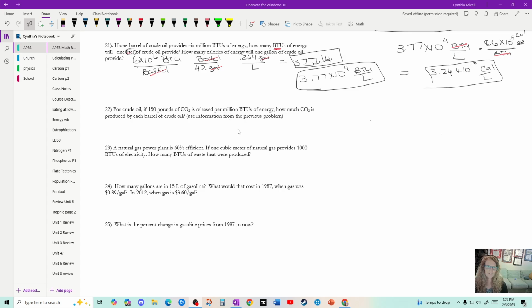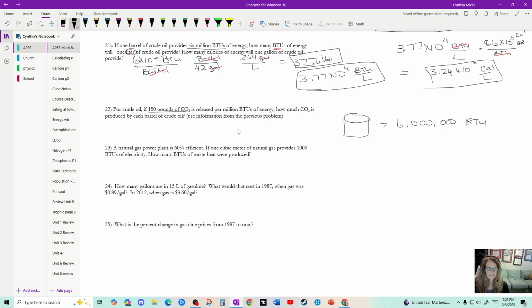Okay. Sorry, I had some brain problems. Okay, 22. I have 150 pounds of CO2 released, and I want to look up at the old question 21 that 1 barrel of crude oil makes 6 million BTUs of energy. So I know that 1 barrel of oil gives me 6 million BTUs of energy, and 150 pounds of CO2 is released for every 1 million BTUs of energy.